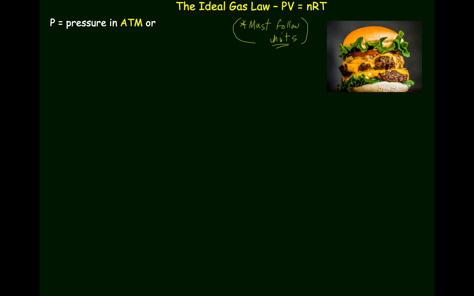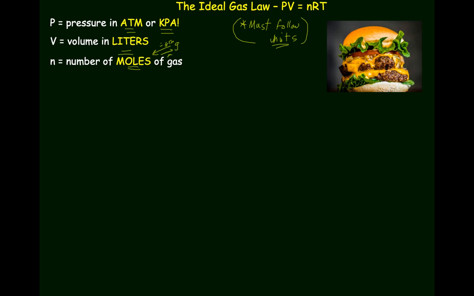All right, so your pressure has to be in atm or kPa. If you're not in atm or kPa, you've got to get into atm or kPa. Number two, the volume has to be in liters. If you're not in liters, you've got to get into liters. So you're going to have to change milliliters to liters and so on. Now, N is going to be the number of moles of gas. If you're not in moles, you have to go from grams to moles by dividing by the GFM. And if you need to go from moles to grams, you multiply by the GFM.